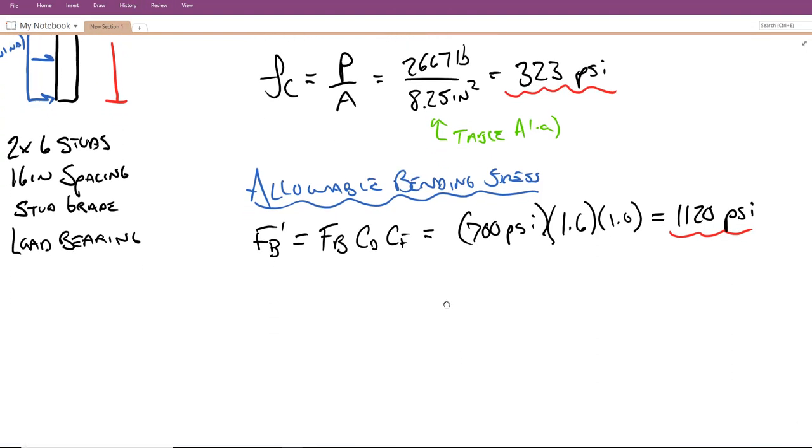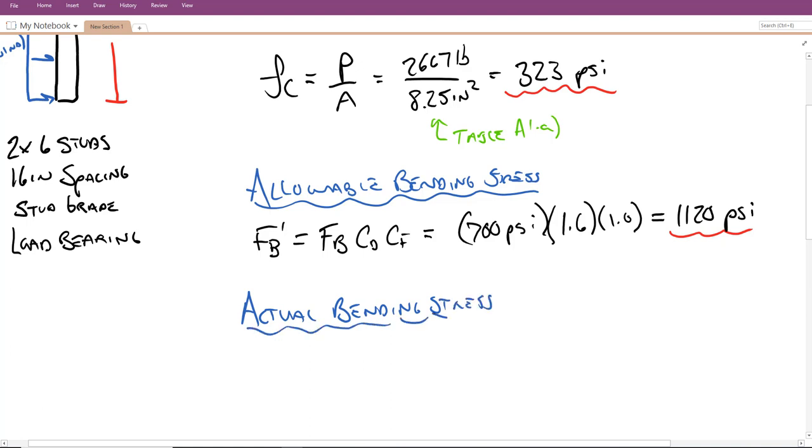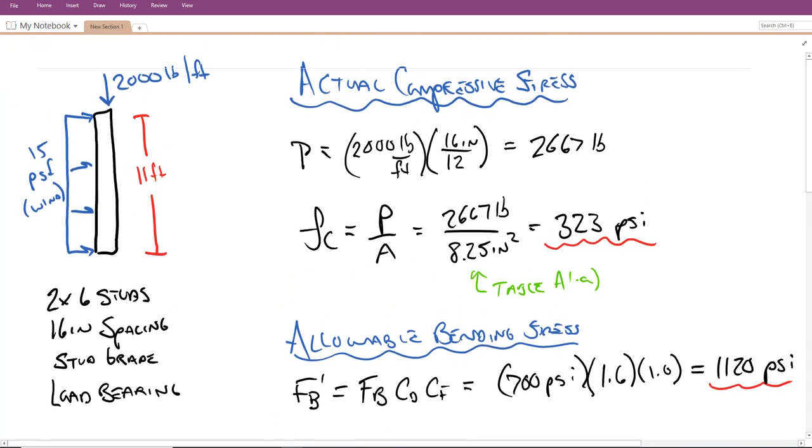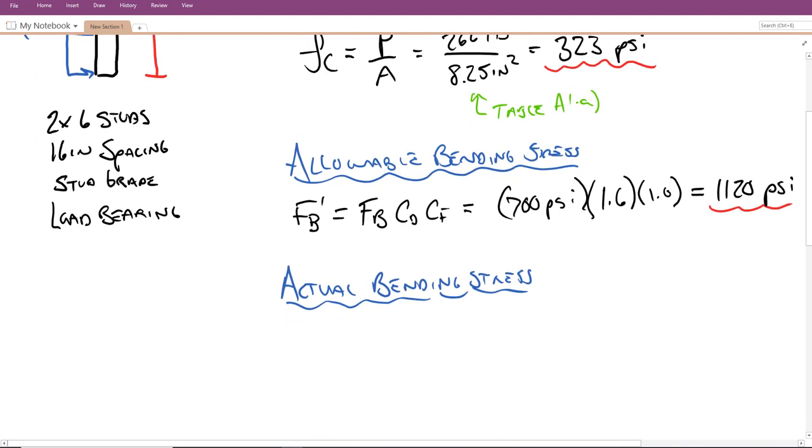Final factor that we need to determine is the actual bending stress. This is where we look at the load that is acting alongside of the column over here, the 15 pounds per square foot of wind load, and what kind of bending is it causing those studs to have take place in the lateral direction.